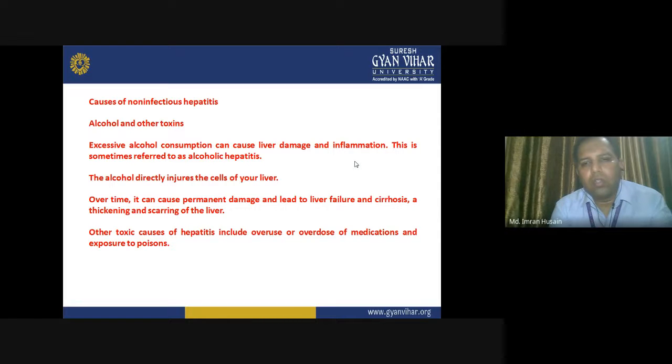Other toxic causes of hepatitis include overuse or overdose of medications and exposure to poisonous substances. It is also a condition found among individuals who are very fond of taking medicines. They always do that: I'm not feeling good, so I will eat this tablet also, without any medical prescription or any advice from the doctor. So they can cause hepatitis to themselves. Such people.